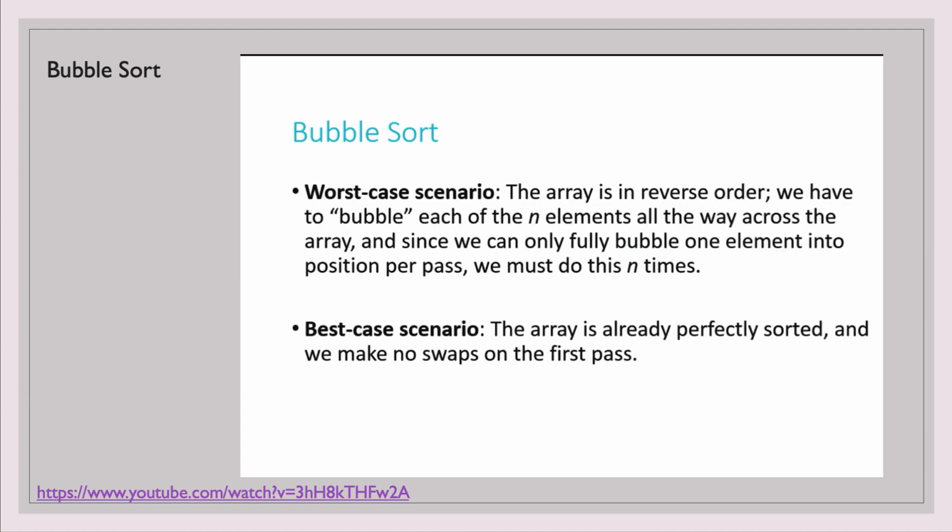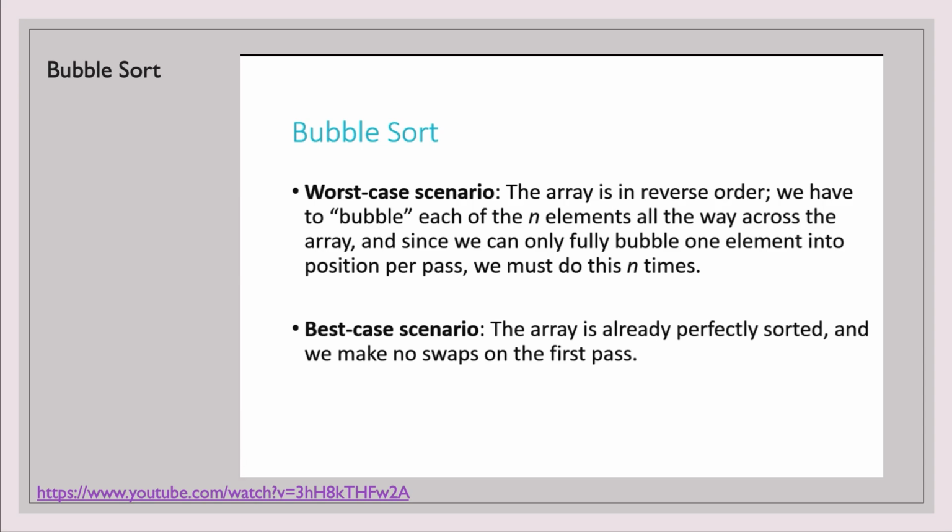That's pretty nice. So what's the worst case scenario with bubble sort? In the worst case, the array is in completely reverse order, and so we have to bubble each of the large elements all the way across the array, and we effectively also have to bubble all of the small elements back all the way across the array too. So each of the n elements has to move across all of the other n elements. So that's the worst case scenario.